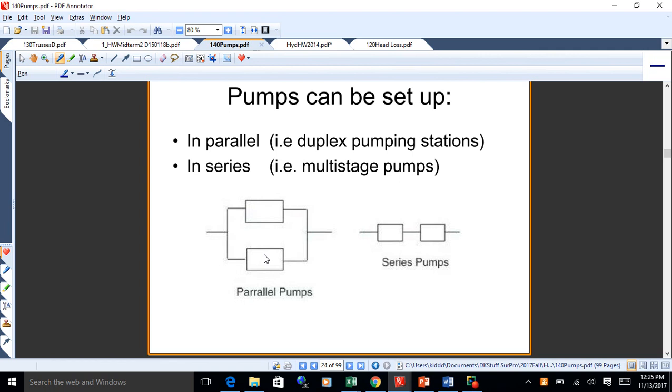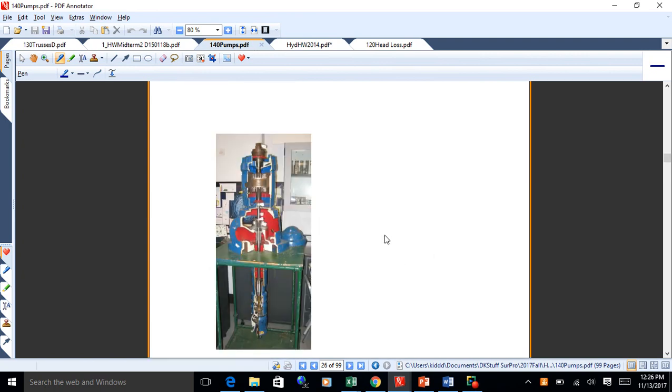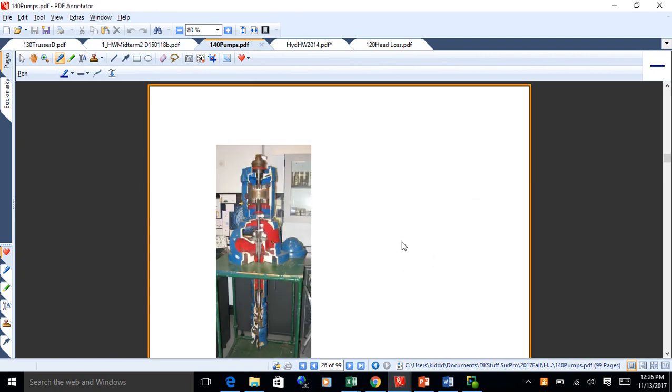And then series pumps are just multi-stage pumps, which are high pressure pumps. Their intention is to push the water a long way. Okay. We good on that?